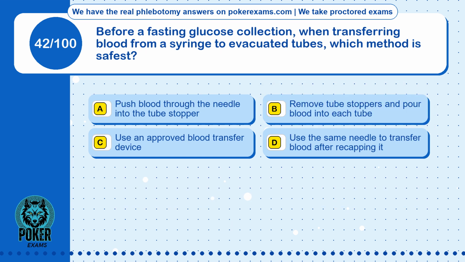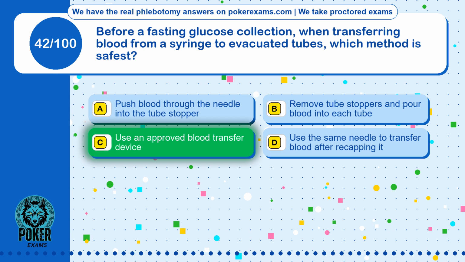Question 42. Before a fasting glucose collection, when transferring blood from a syringe to evacuated tubes, which method is safest? Option A. Push blood through the needle into the tube stopper. Option B. Remove tube stoppers and pour blood into each tube. Option C. Use an approved blood transfer device. Option D. Use the same needle to transfer blood after recapping it.